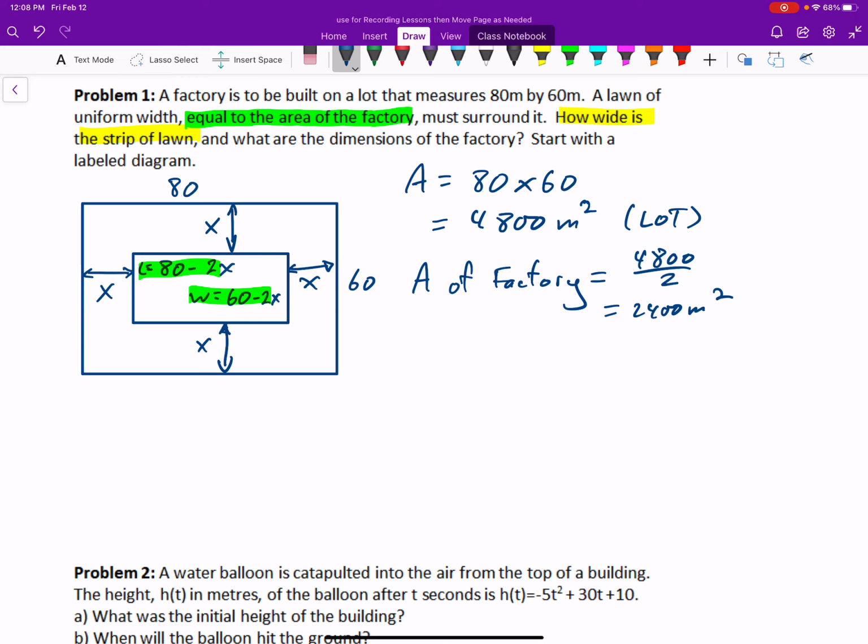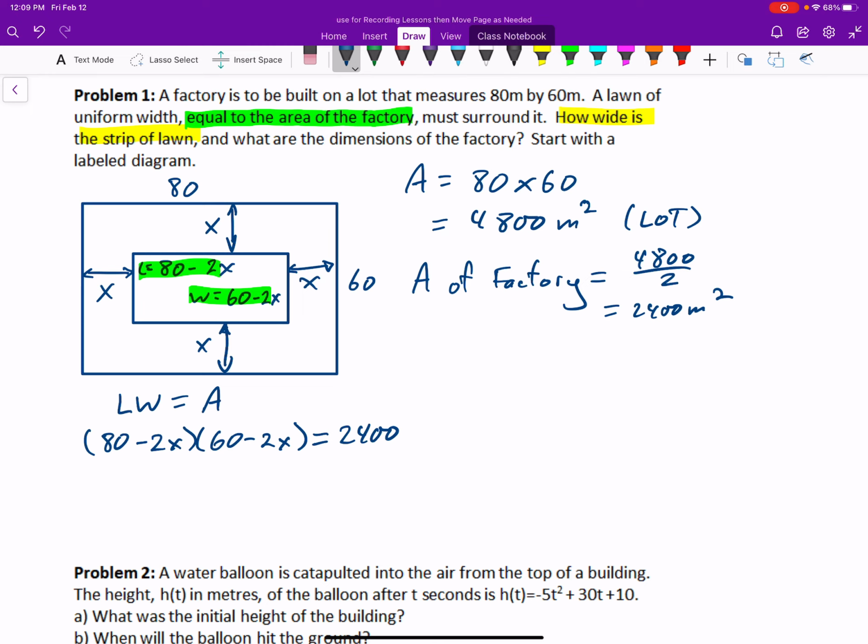So I know that length times width equals area, right? Let's write it that way. Length times width equals area, but the length of the inside box is 80 minus 2x. The width of the inside box is 60 minus 2x, and the area of that box is 2,400 meters squared. I can solve this equation for x. Now there's a couple ways of doing it, but maybe what I'll do in this case is let Desmos help me again. I can put it into standard form, or I can put it in any form. I could type it into Desmos like this, to be honest.